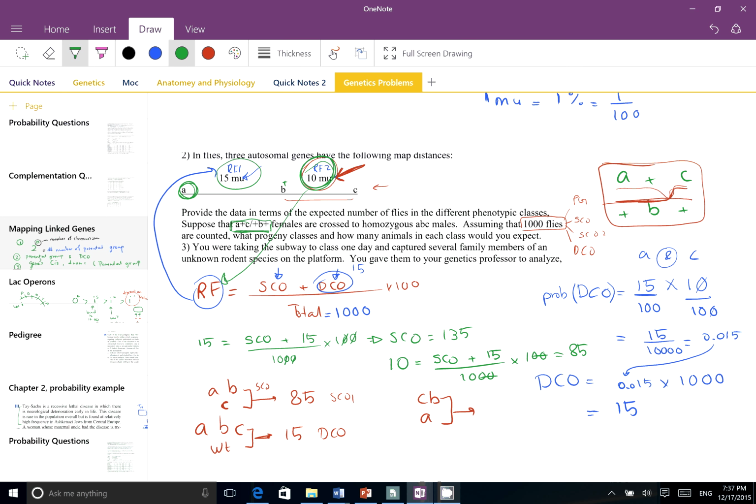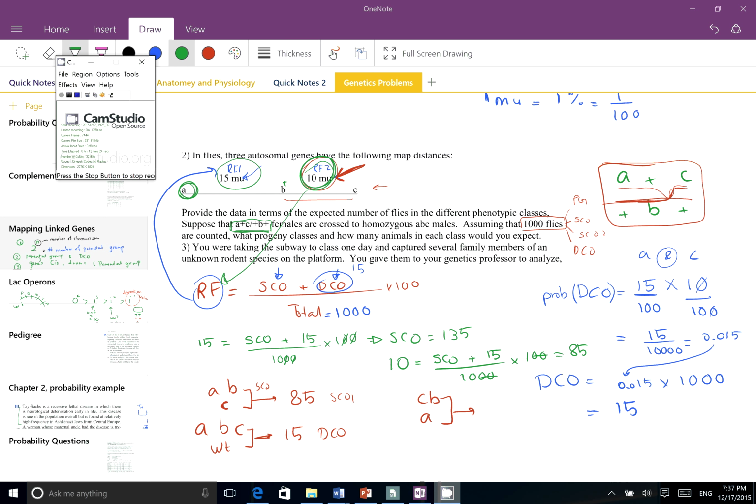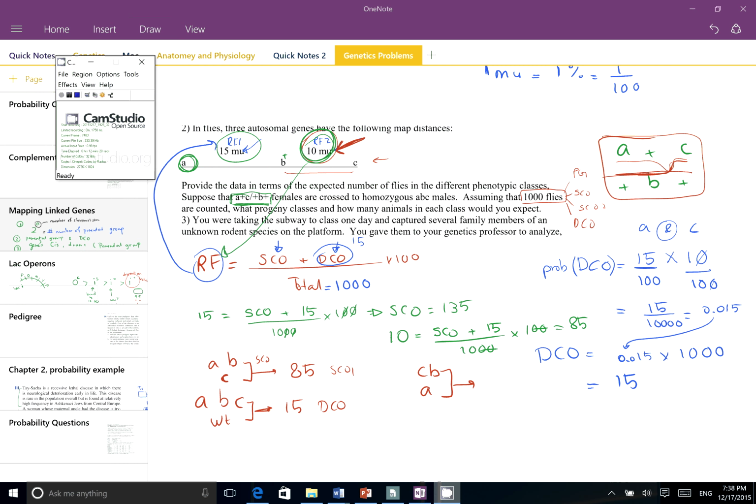Okay, so let me erase this. It's the worst time for the pen to stop working. Let me pause this for a sec. It's not pausing. Managed to make the pen work again.